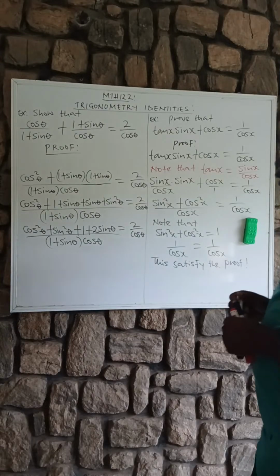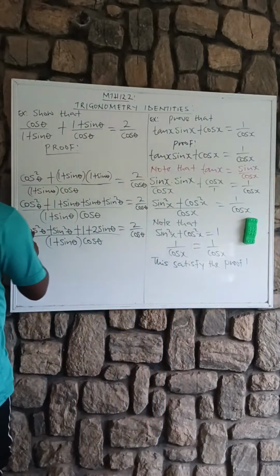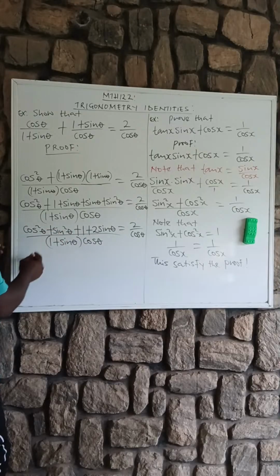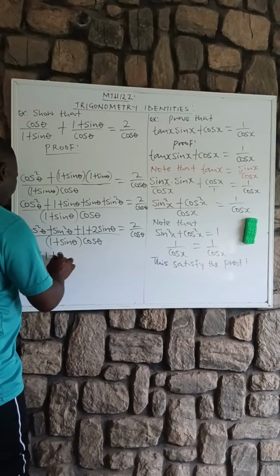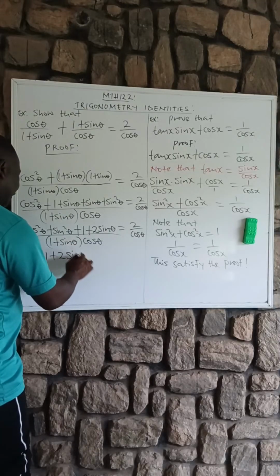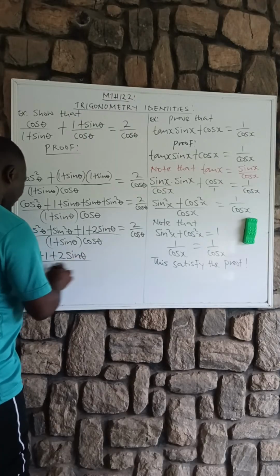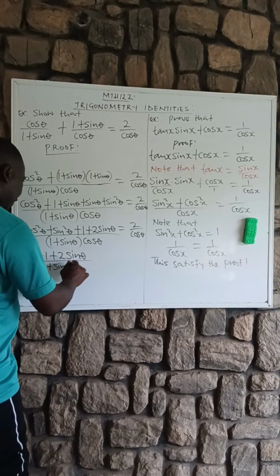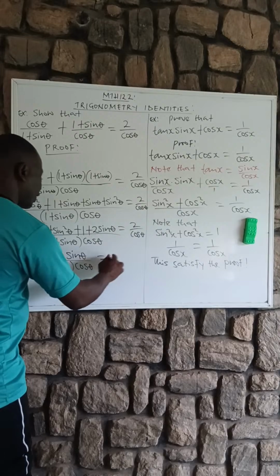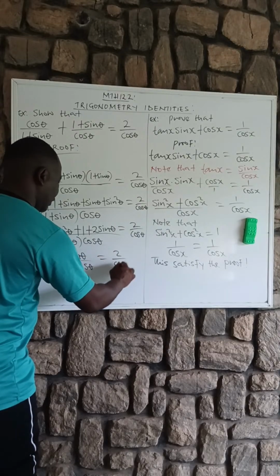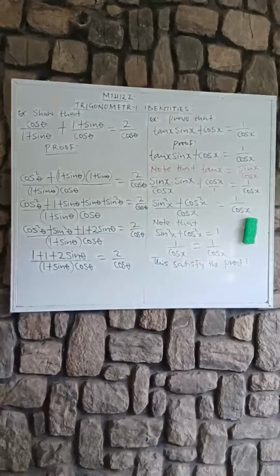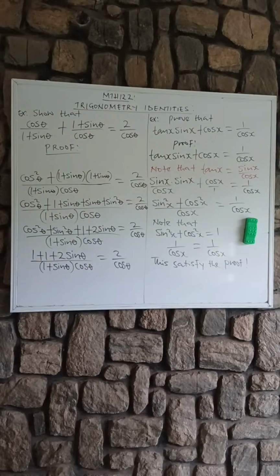Okay. So here already, look at the board. Cos square theta plus sin square theta is 1. True or false? So here will be 1 plus 2 sin theta all over 1 plus sin theta, close bracket, cos theta equals to 2 all over what? Cos theta. True or false? Look at the board very well. It's true, right?